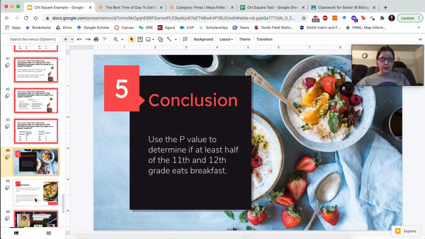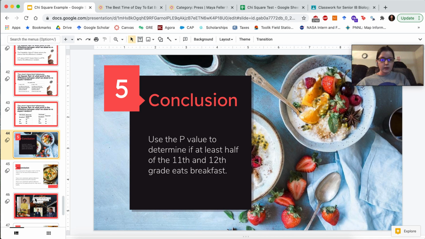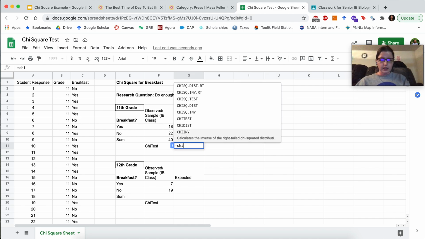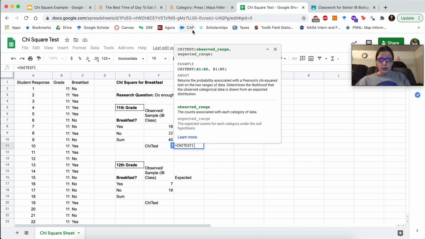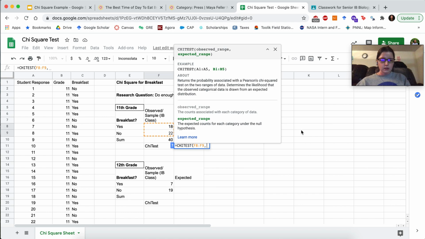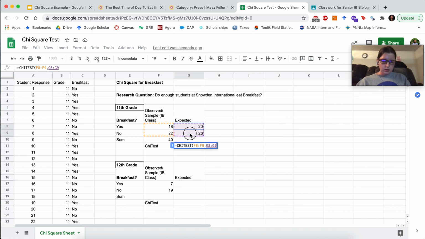So now we're going to try to get the p-value to determine if at least half of the 11th and half of the 12th grade eats breakfast. And the way that we find the p-value is we do equals chi-test. We look at the observed. We highlight the observed, what we saw in our sample, comma, and then we'll highlight the expected. And parentheses, enter. And now this is our p-value, 0.527.